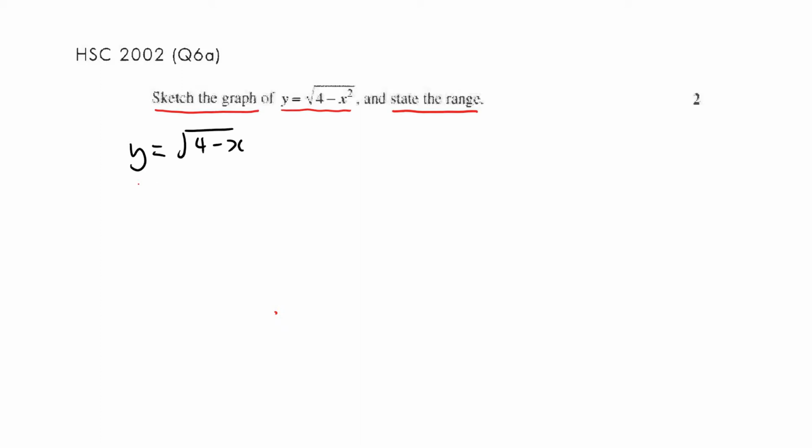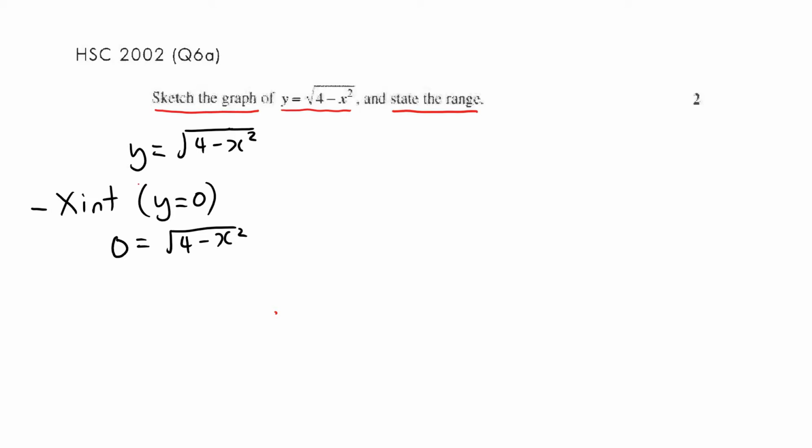Now let's imagine that we didn't know that yet. So how would we go about sketching it? Well, the trick that you always go back to is finding the x-intercept and the y-intercept. So to find the x-intercept, what we do is we substitute y equals 0. So subbing in y equals 0 into this equation gives us 0 is equal to the square root of 4 minus x squared, and it's simply a matter of solving this equation.